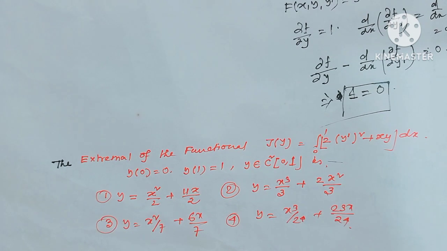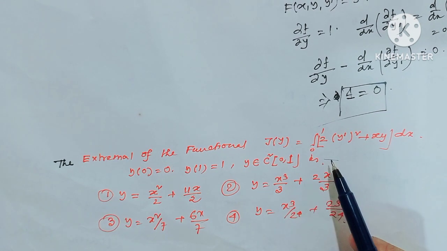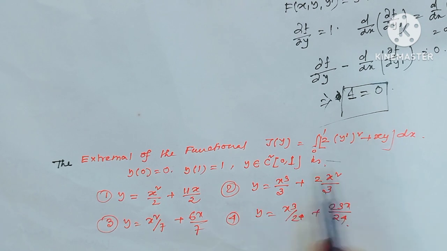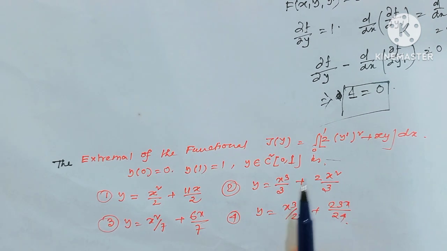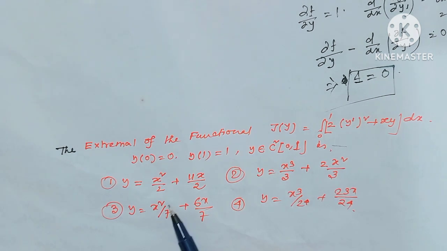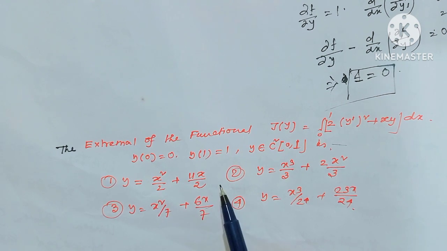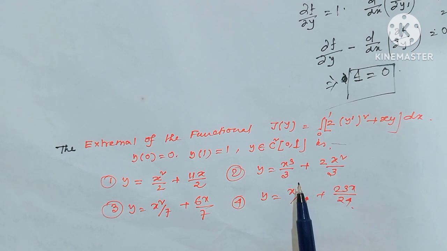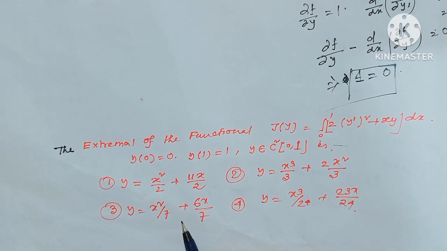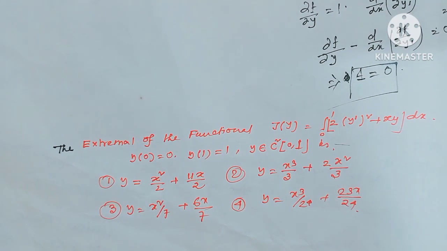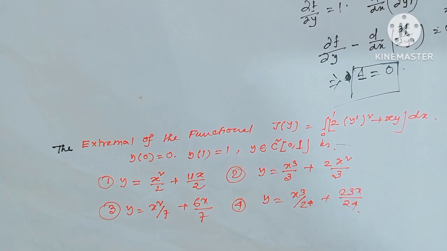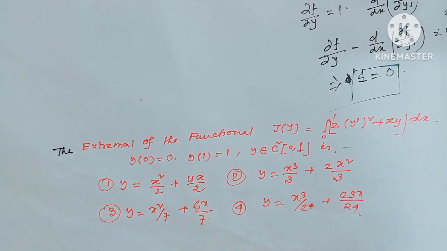Next, the extremal of the functional J(y), which is the integral from 0 to 1 of (y' whole square plus xy) dx, with the initial conditions y(0) equal to 0 and y(1) equal to 1, and y belongs to C2[0,1]. The solution is: option 1, y equal to x square over 2 plus 11x over 2; option 2, y equal to x cube over 3 plus 2x square over 3; option 3, y equal to x square over 7 plus 6x over 7; and option 4, y equal to x cube over 24 plus 23x over 24. Which of the following is the extremal?